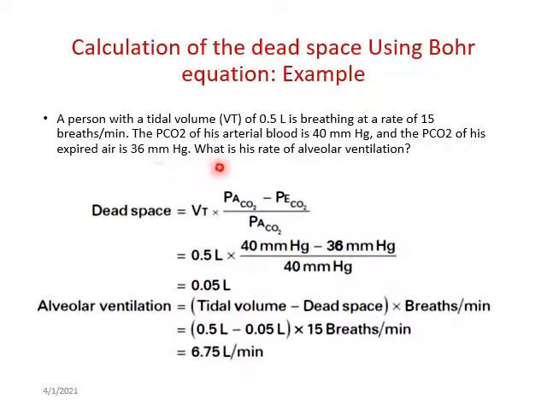This is just one example. Maybe you can go through it and figure it out. From this equation, you are required to calculate the rate of alveolar ventilation. You are given the breathing rate, the CO2 of the expired air, and the PCO2 of the arterial blood. So you apply the equation mentioned, and you will be able to figure out the alveolar ventilation.